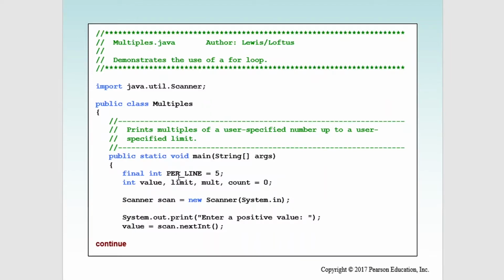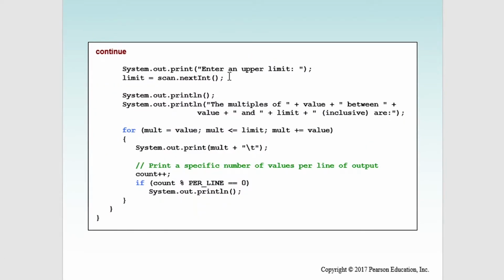So in this program, they create a constant, then they declare some integers, value, limit, mult, and count. They have a scanner object. They prompt the user to enter a positive value. They store what the user enters into the variable value. Then they ask the user to enter an upper limit. They store that into a variable named limit. Then they print out a statement, the multiples of, and then whatever value they entered between the value and the limit that they set. They use those values inside of the for loop.